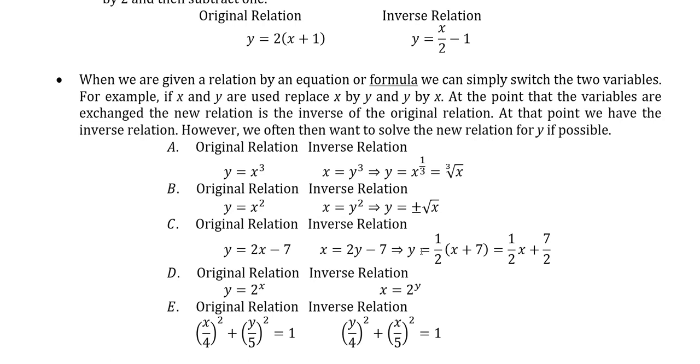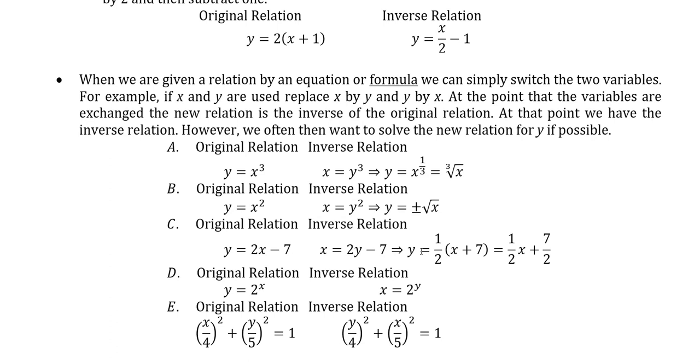Notice you cannot solve that one for y in one single equation. It takes two: y equals the square root of x, or y equals the negative square root of x. If the original relation is y equals 2x minus 7, the inverse relation is x equals 2y minus 7. And there you can solve for y by adding 7 and dividing by 2 to get y as 1/2 times parentheses x plus 7. Or if you'd like to distribute that, that equals 1/2 times x plus 7/2.